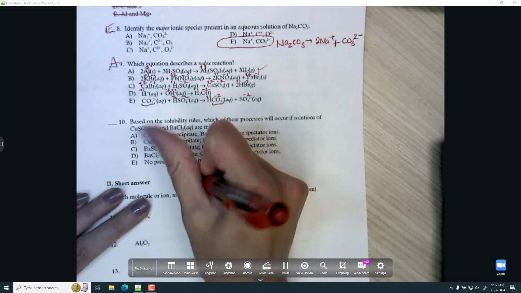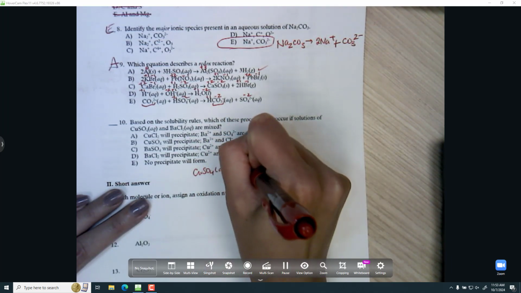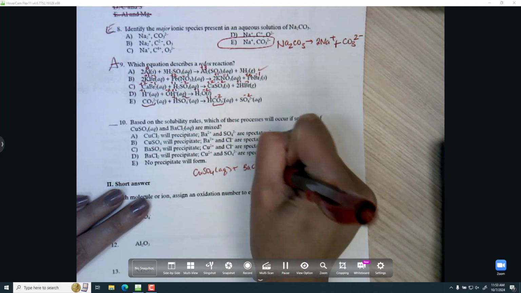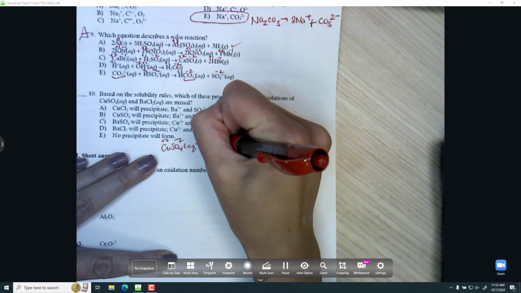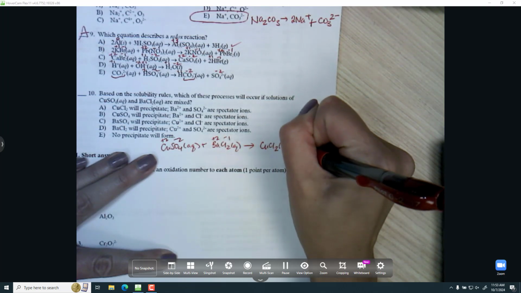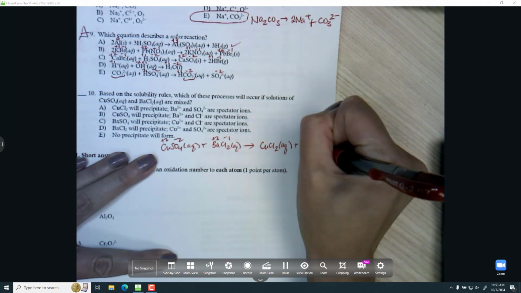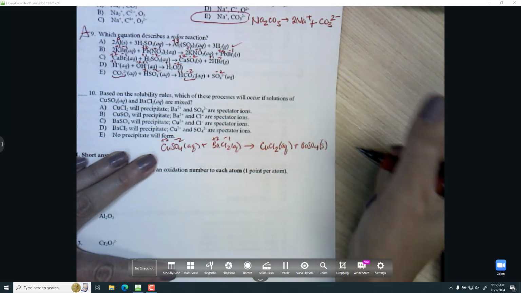All right, here we go with solubility rules. We need to first predict what our products would be. So this would be copper switching places with the barium and copper bonding to the chlorine. Let's write in all the charges, +2, -2, +2, -1. So copper and chlorine would be CuCl2 to make it neutral. And then barium 2+, sulfate 2- would be BaSO4.